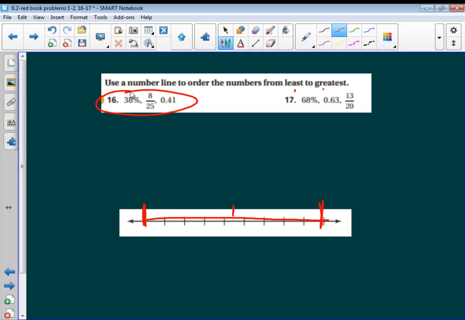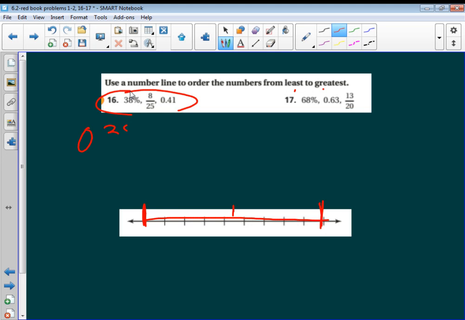I'm going to put all of these into decimal form because decimal form is just the simplest to be able to compare. So 38%, if I take that, and remember, this percent, that means 100. So over 100. So I divide by 100 by going 2 places to the left. So that gives me 0.38.